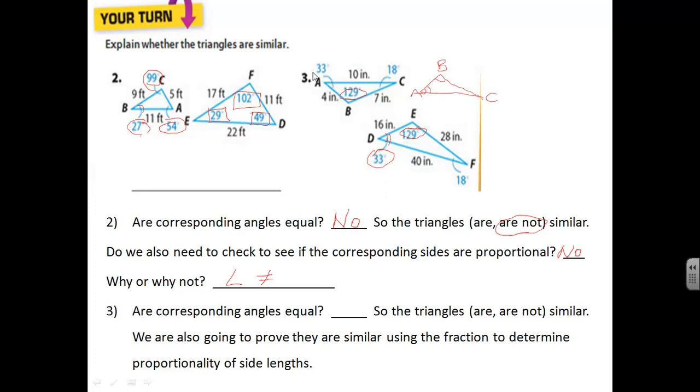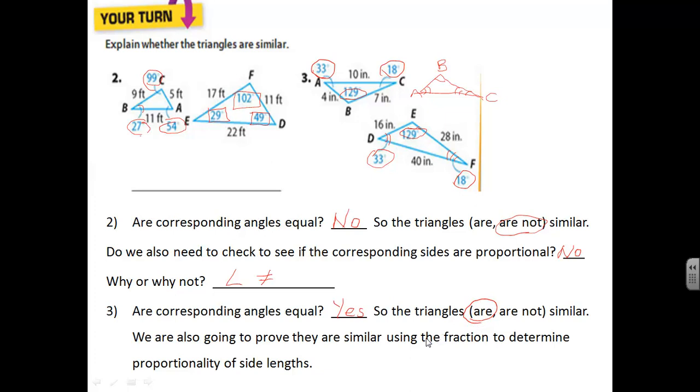Okay, angle D is 33 degrees, and angle D corresponds to angle A. Is angle A 33 degrees? Yes, it is. And angle C corresponds to angle F. And both of those are 18 degrees. So are the corresponding angles equal? Yes. So the triangles are similar.